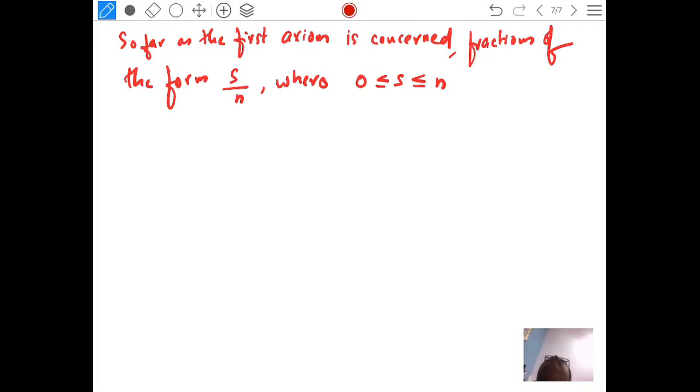So there are n equally likely possibilities of which one must occur and S is regarded as favorable or a success, then the probability of success is given by S by n.